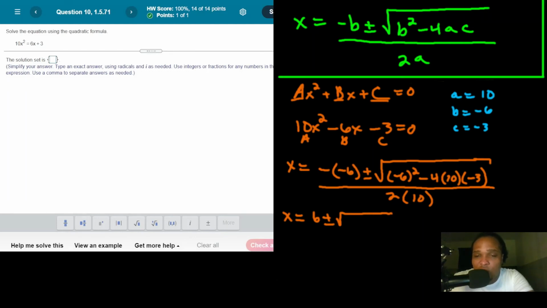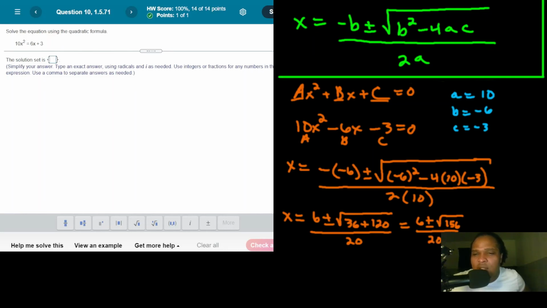So we have 6 squared, which is 36, plus this is negative 4 times 10, which is negative 40. Negative 40 times negative 3 is positive 120. And everything is over 2 times 10, which is 20. And now this is going to be 6 plus or minus the square root of 36 plus 120, which is 156, and this is all over 20.